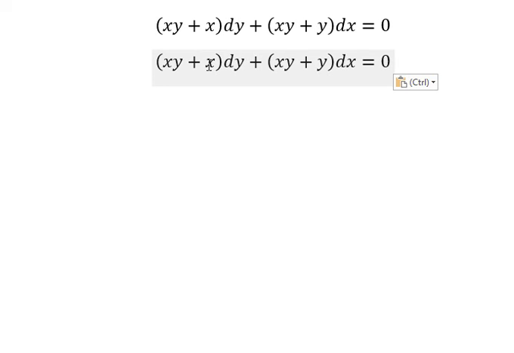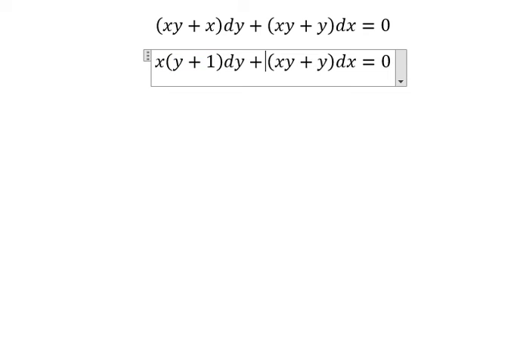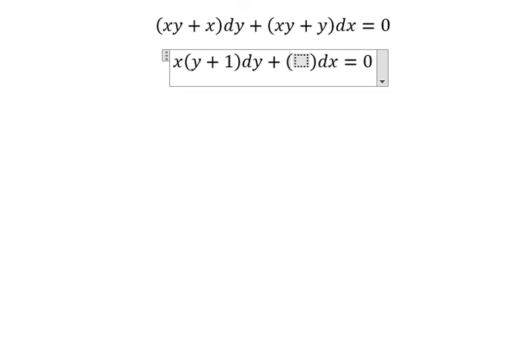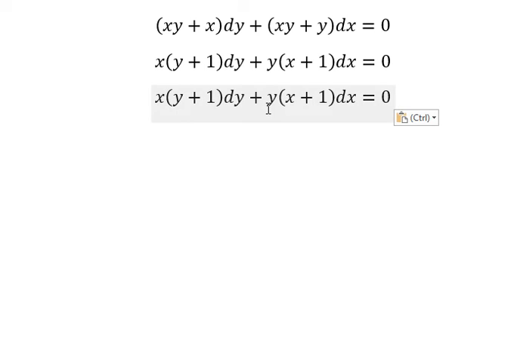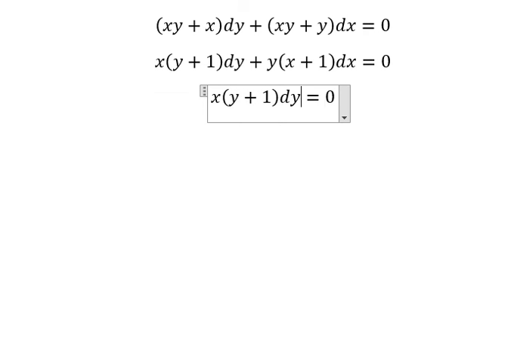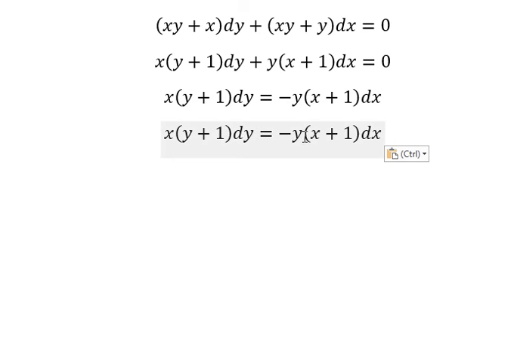We can do factorization by x, this one by y. So we put this one to the right. Next, we divide both sides by y and x.